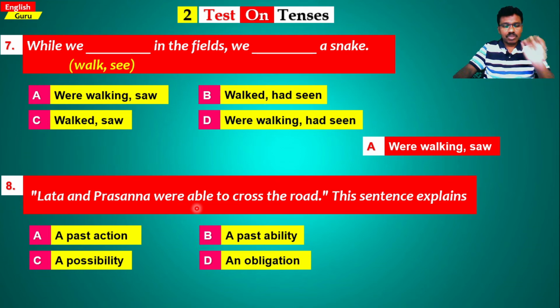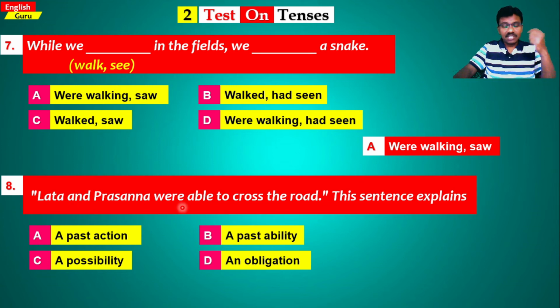So from the question itself we can identify this particular sentence is talking about ability. Then what ability? Is it present ability or past ability? If you see the sentence, "were able to", were means it's a past verb. So it should be a past ability, not the present ability or future ability. So Lata and Prasanna were able to cross the road.